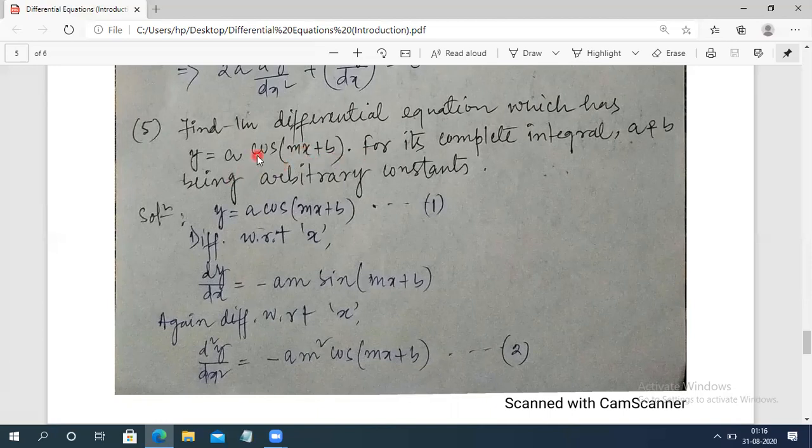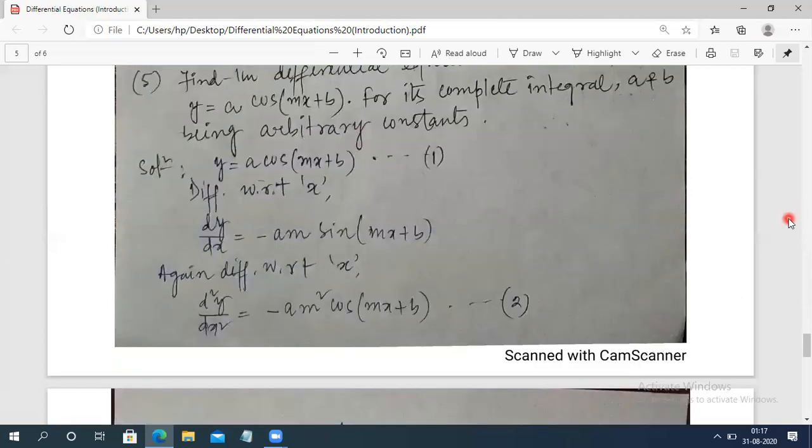How many arbitrary constants are present here? There are two arbitrary constants, a and b. That means we have to differentiate it twice. So first, differentiate it with respect to x. We'll get dy/dx is equal to minus am sin(mx plus b). Here m is not an arbitrary constant, it is treated as an absolute constant.